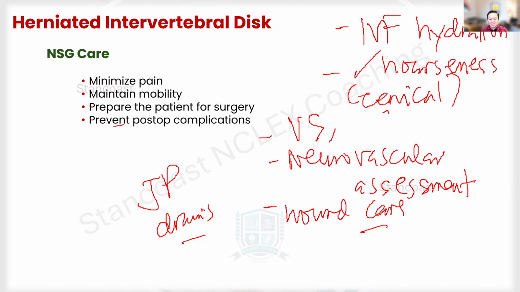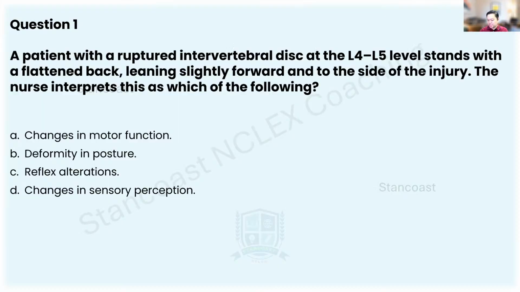All right? Now, let's tackle our first question of the day. I hope that you learned something from that lecture. Let's have this first question. A patient with a ruptured intervertebral disc at the L4, L5 level stands with a flattened back, leaning slightly forward and to the side of the injury. The nurse interprets this as which of the following? Is this A, changes in motor function, B, deformity in posture, C, reflex alterations, D, changes in sensory perception?